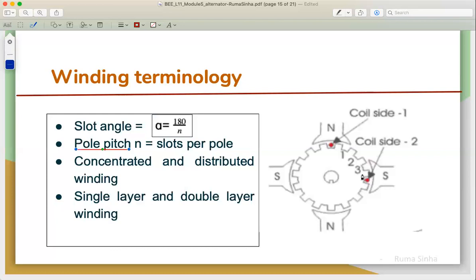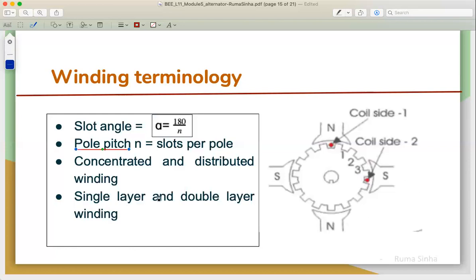So the winding is distributed in the whole periphery. So we call that distributed winding. If the whole winding is placed in one place, then we will call that concentrated winding. At this point, we need to understand that in case of an alternator, we do not use concentrated winding, we use distributed winding. And because of this distributed winding, the EMF induced will be reduced. How? What is the factor? We'll calculate it in a while.